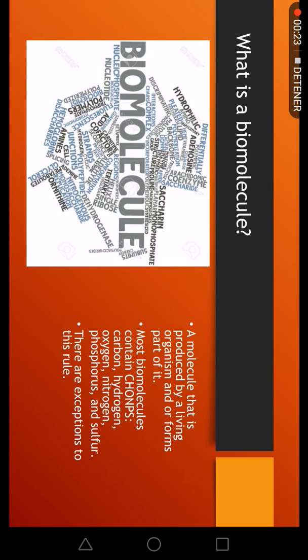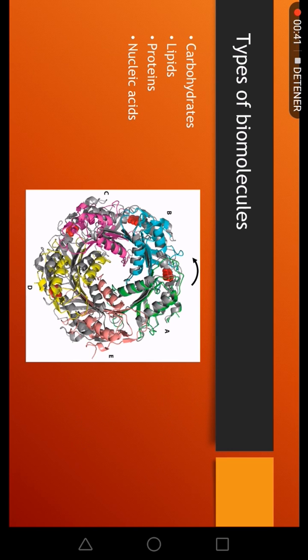What is a biomolecule? A biomolecule is a molecule that is produced by a living organism and/or forms parts of it. Most biomolecules contain CHNOPS: carbon, hydrogen, oxygen, nitrogen, phosphorus, and sulfur. There are exceptions to this rule. Types of biomolecules. There are many different types of them, but we're focusing on carbohydrates, lipids, proteins, and nucleic acids.